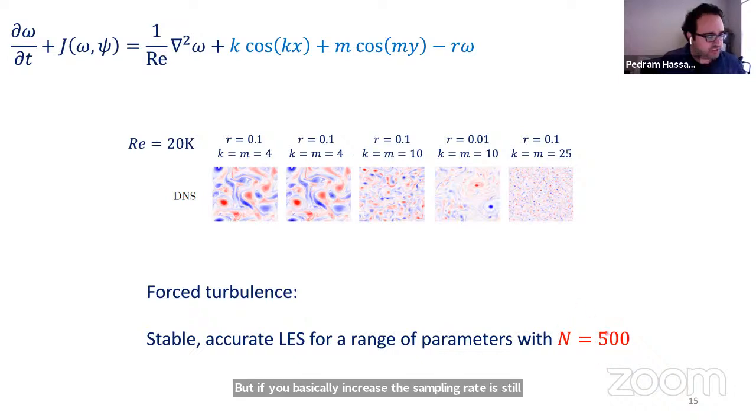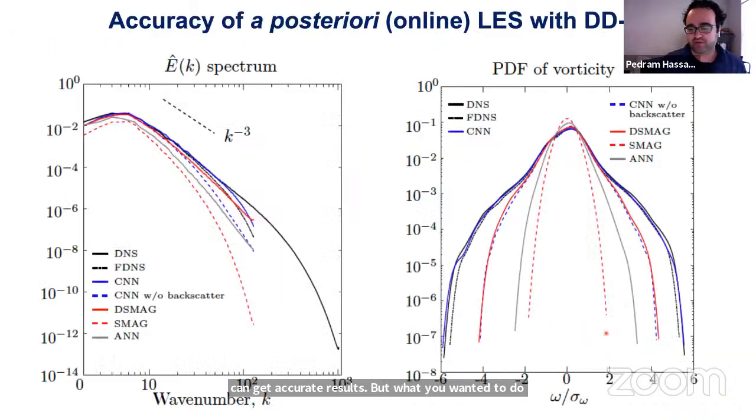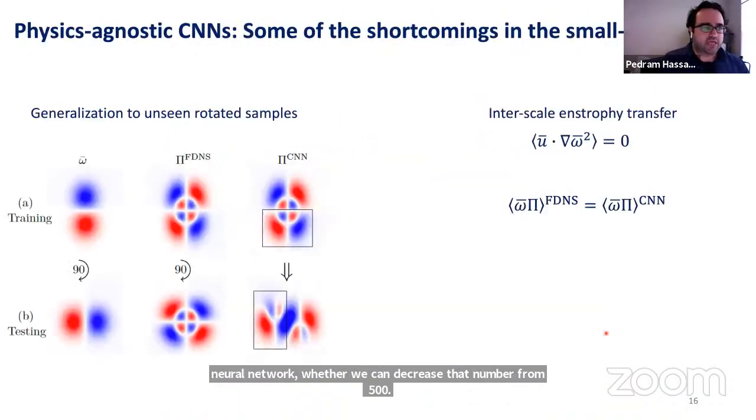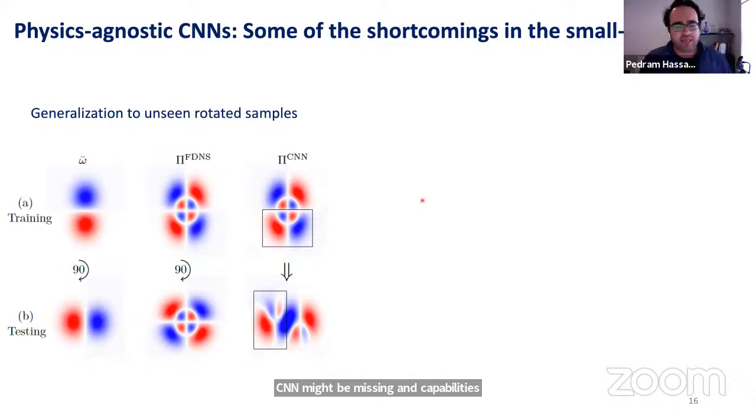get accurate results. But what we wanted to do next was to see if we build physics into the neural network, whether we can decrease that number from 500. And so we started looking at what the physics-agnostic CNN might be missing. And there are at least two things we came up with.